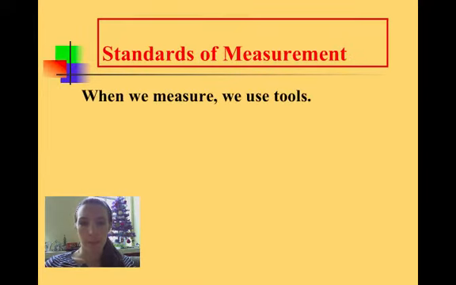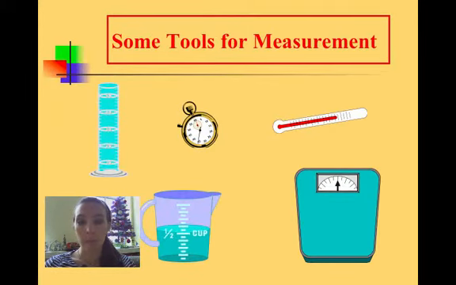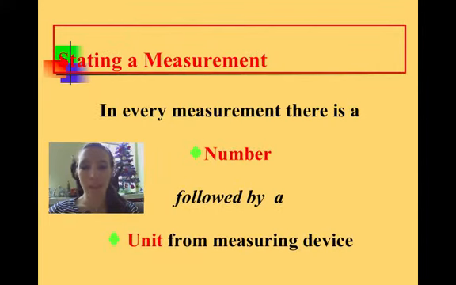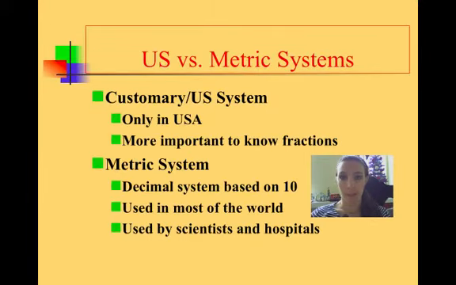So here are the standards of measure. When we measure, we use tools. Some tools that we could use would be like a thermometer, a clock, a scale, different tools to show us volume and capacity of liquids. We also use rulers, we use meter tapes, stuff like that. Okay? In every measurement, there has to be 2 things. You need to have a number followed by a unit from the measuring device. So the unit from the measuring device would be like degrees Celsius from a thermometer, or it could be like inches from a ruler. It could be pounds from a scale. Okay? So this is how we talk about measurement. We always have to have a number plus a unit.